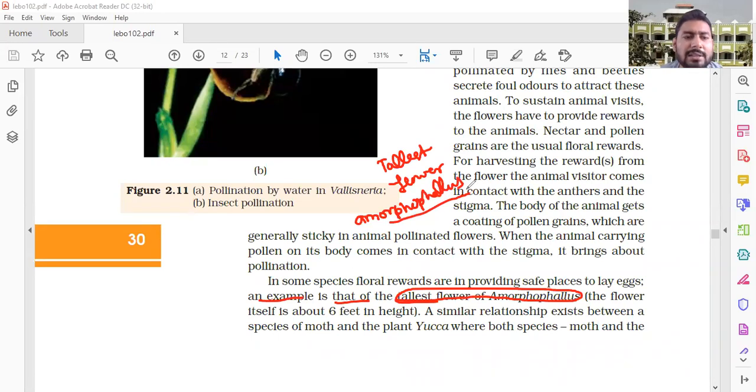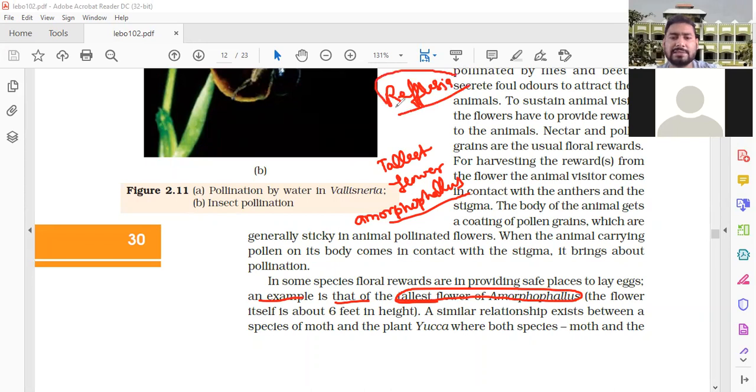Can you tell the largest flower name? Largest flower name, Abhinaya Kirtivasan. Anyone, can you give the answer? Largest flower name. Do you know anyone? I taught already, but you have to forget. Rafflesia. Rafflesia. This is the largest flower.